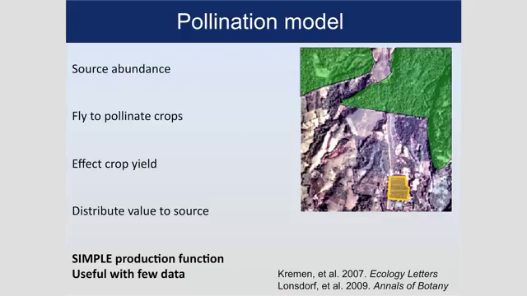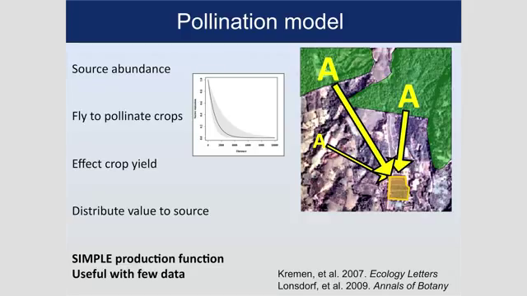First, it takes data on source abundance, which you can get from surveys. So where the bees are, where their nests are, where their forage is, where you'd expect abundance to vary and how you'd expect it to vary around the landscape. So we've used everything from expert opinion to survey data to parameterize this part of the model.